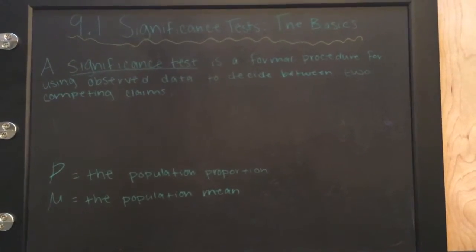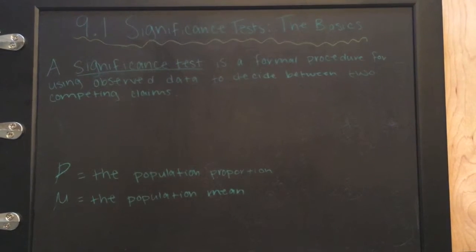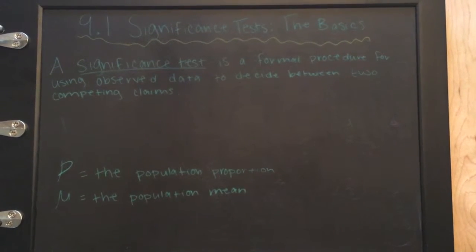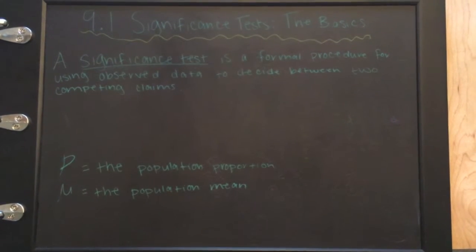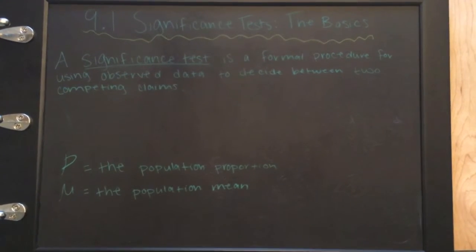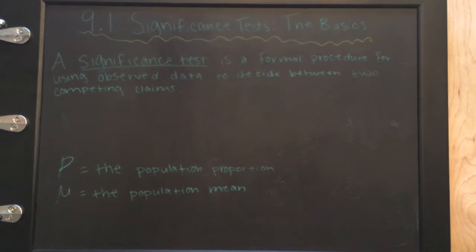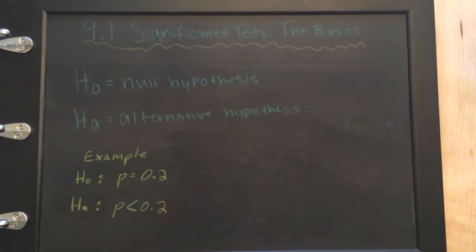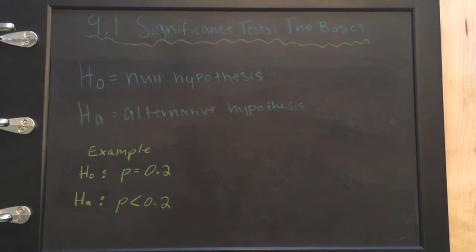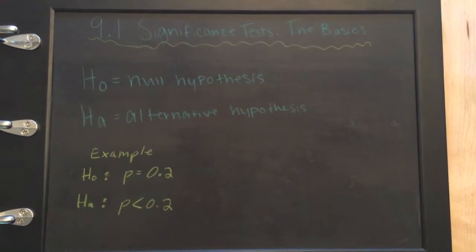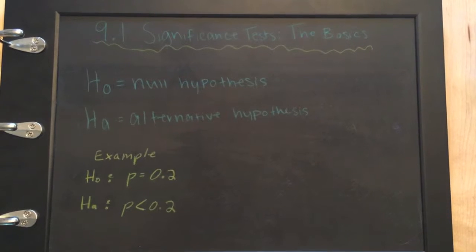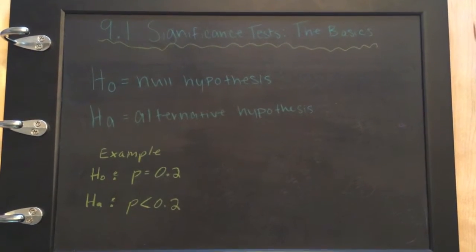What is a significance test? A significance test is a formal procedure for using observed data to decide between two competing claims. The claims are often statements about a parameter, like the population proportion p or the population mean mu. To start a significance test, you will need a null hypothesis and an alternative hypothesis. Null hypothesis abbreviates to H0, and alternative hypothesis abbreviates to HA.